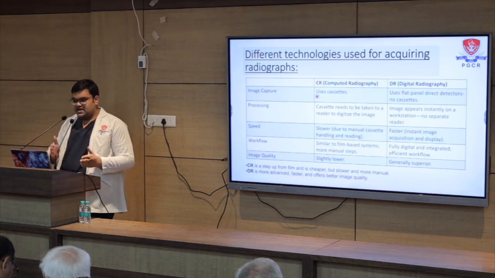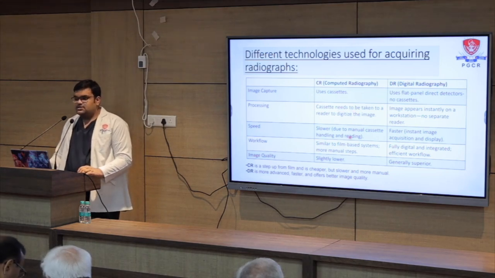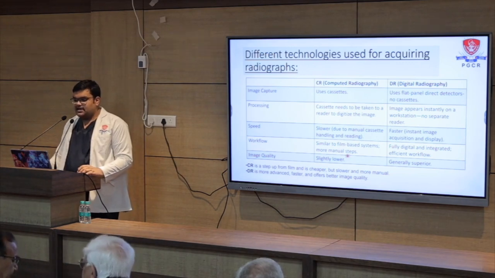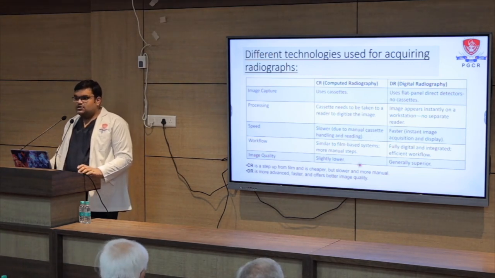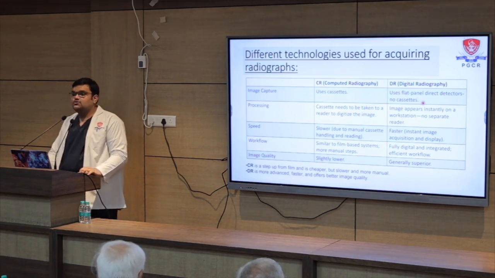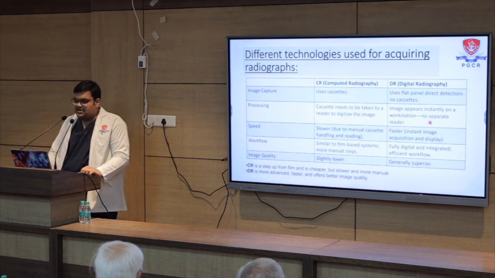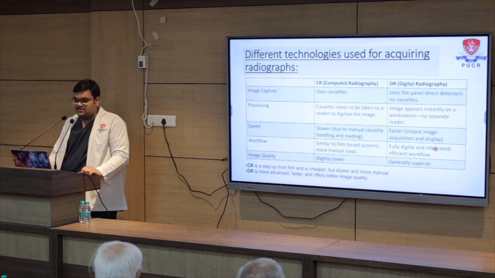So the main difference between CR and DR is the method of image capture. In CR we use cassettes. Now cassettes need to be taken to a reader to digitize the image. The speed is slower because of manual cassette handling and reading, and the image quality is slightly lower. In DR, we use flat panel direct detectors. There are no cassettes involved. The image appears instantly on a workstation. There is no separate reader. It is faster, fully digitally integrated and generally superior when it comes to image quality. Our department is equipped with both standalone as well as portable state-of-the-art digital radiography machines.